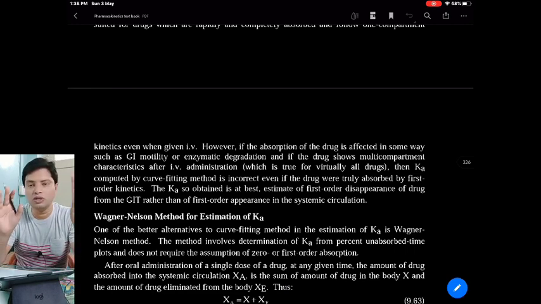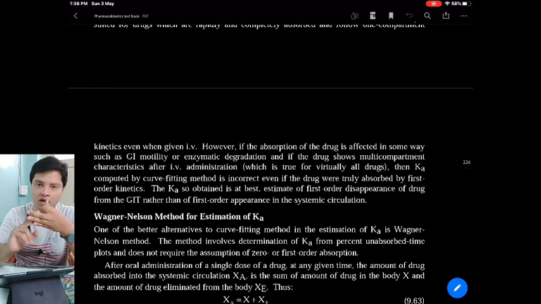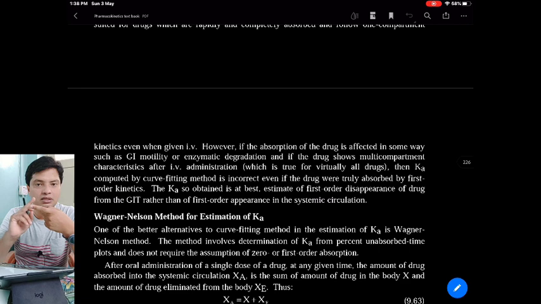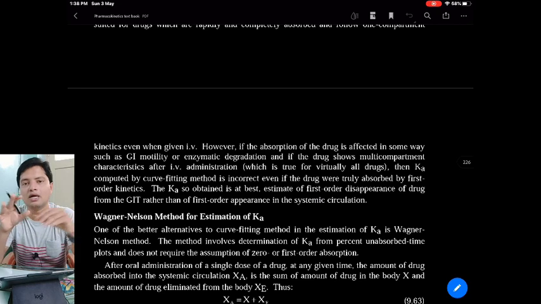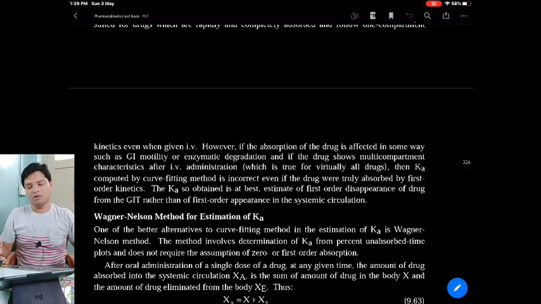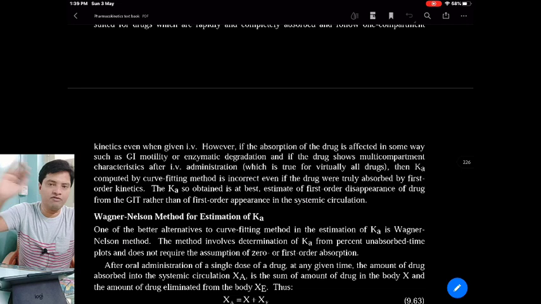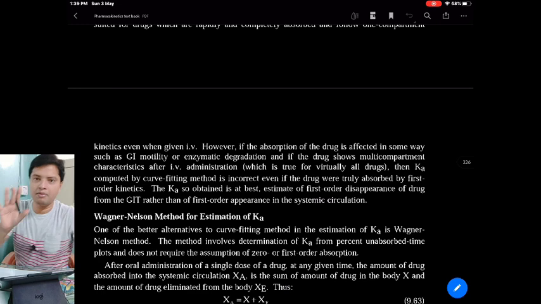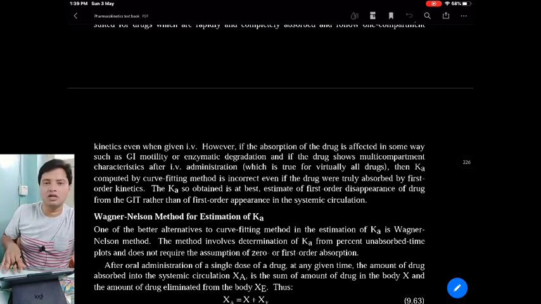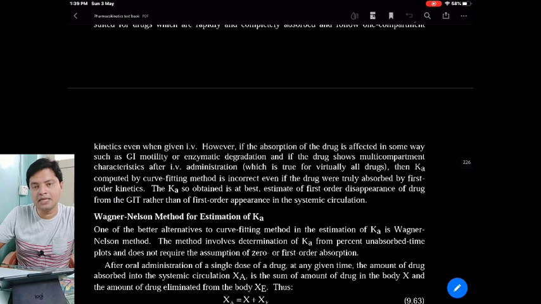see, the above residual method is only used for those drugs which are rapidly absorbing, completely absorbing, and following a one compartment model. If the drug absorption is disturbed by GI motility or GI enzymatic degradation, and if after absorption the drug is showing a multi-compartment model, in that case the above method, the curve fitting method or residual method, is not used. Remember, the residual method is only used for those drugs which show rapid and complete absorption and a one compartment model.